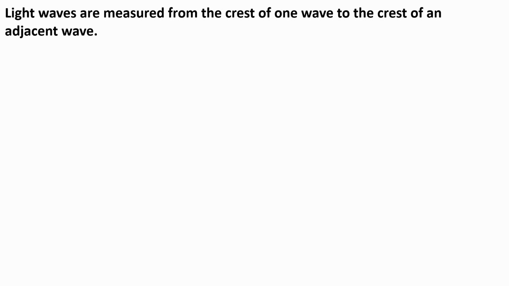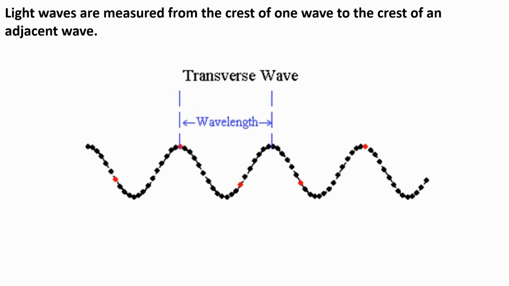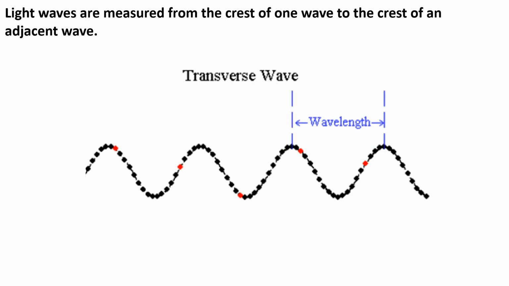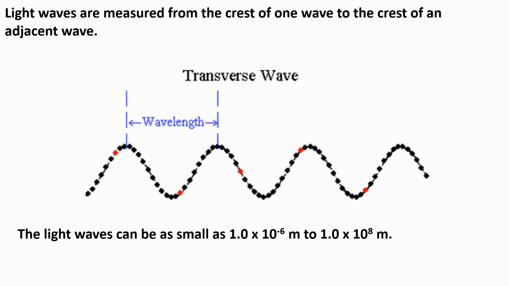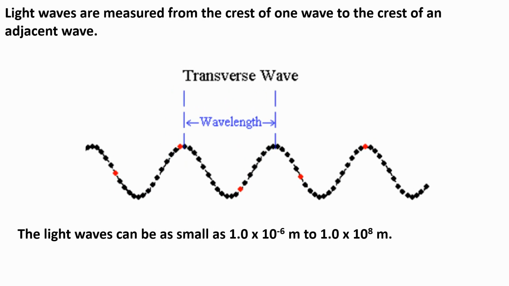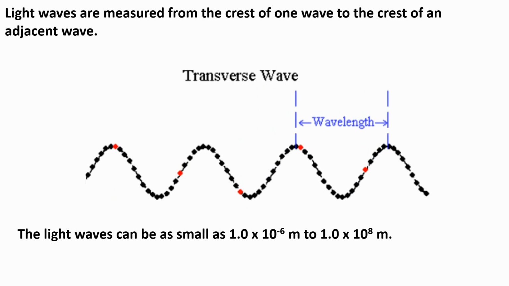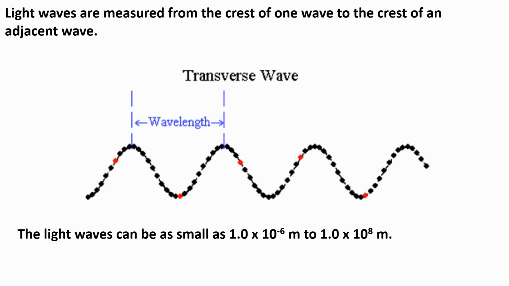Light waves are measured from the crest of one wave to the crest of an adjacent wave. This illustration shows how light waves are measured. Light waves can be as small as 1.0 times 10 to the minus 6 meter to 1.0 times 10 to the 8 meter.